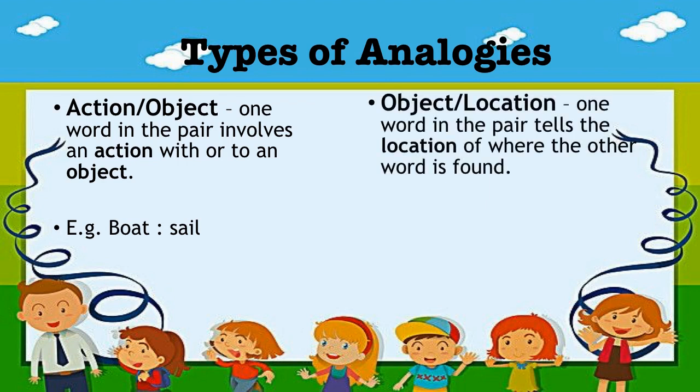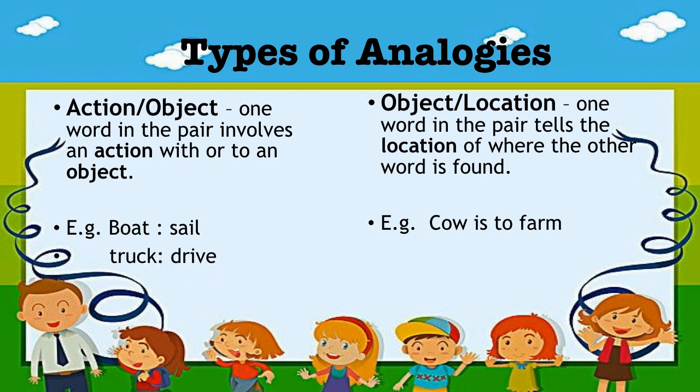Then we have object location. One word in the pair tells the location of where the other word is found. For example, cow is to farm. The object would be cow. Where do we find cows? The location would be on a farm. So cow is to farm.